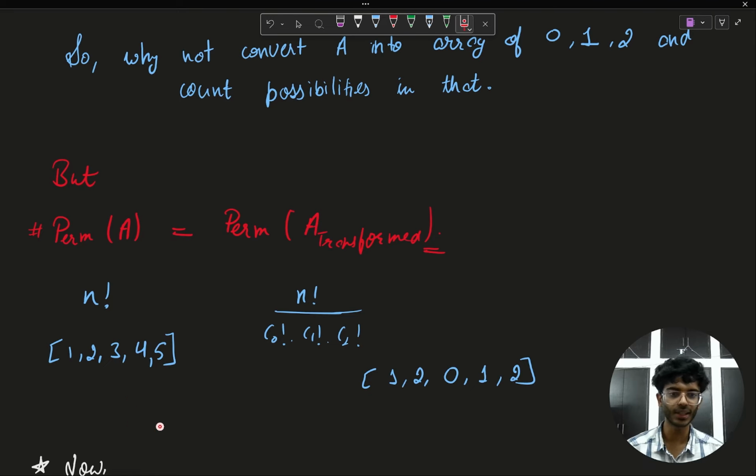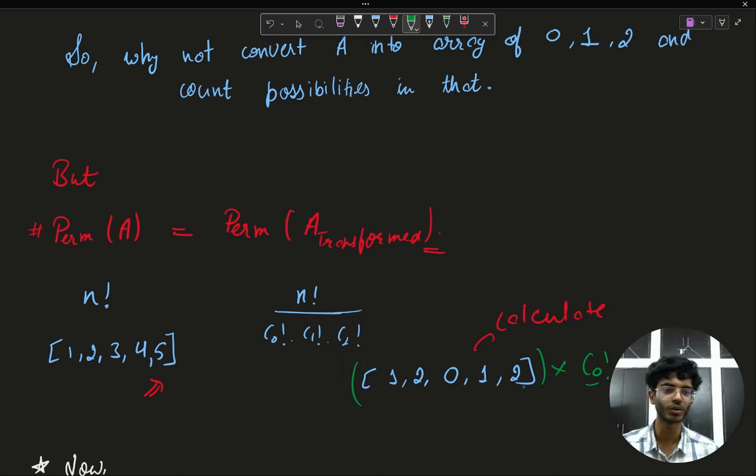But still, if we somehow calculate for this, can we get the count for this? Is it possible? And yes, it is. How? All we need to do is calculate the number of possible good arrays in this and multiply it with C0 factorial times C1 factorial times C2 factorial. And what are these C0, C1, C2? The count of zeros, ones, and twos respectively. Now, why is this going to work?